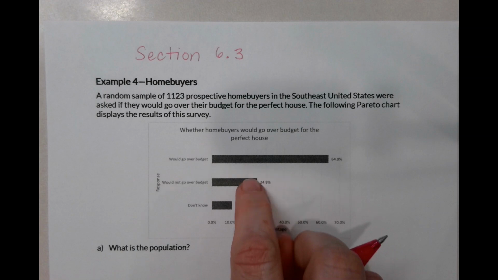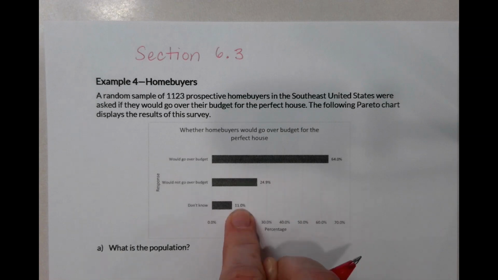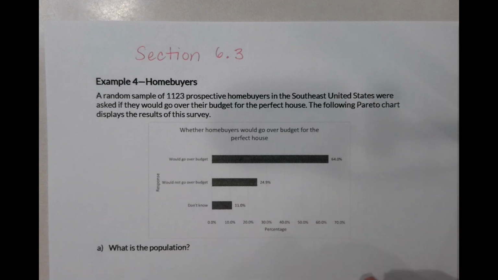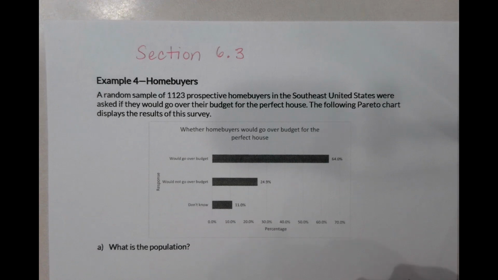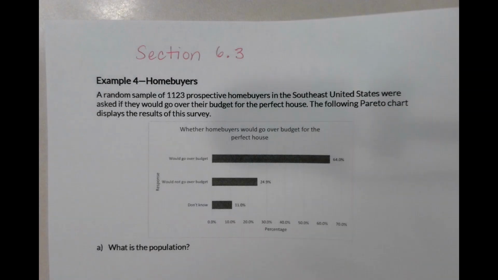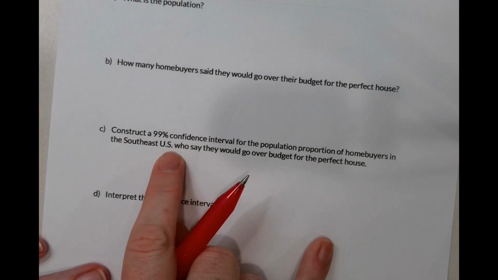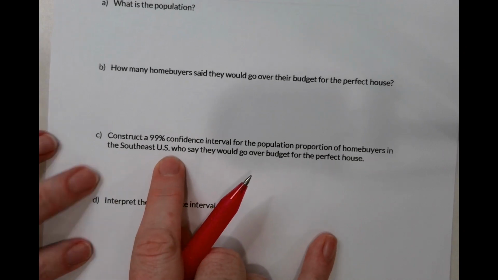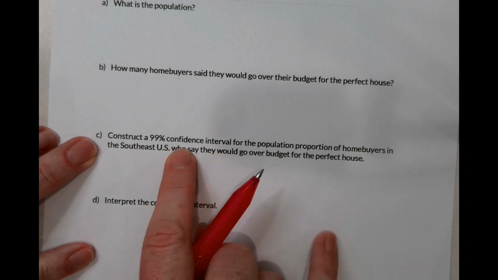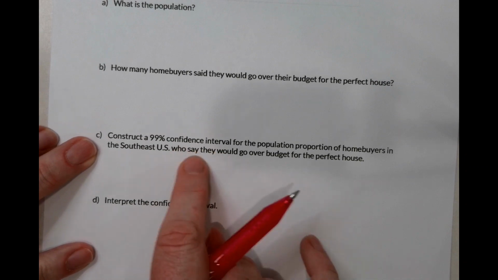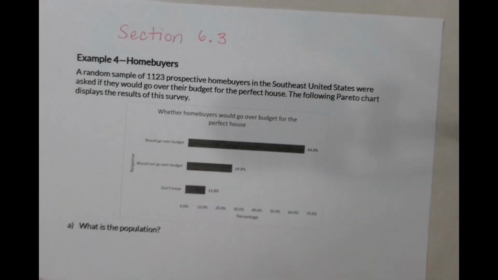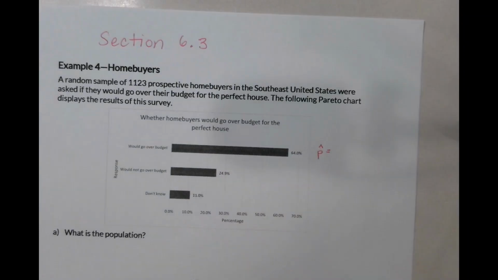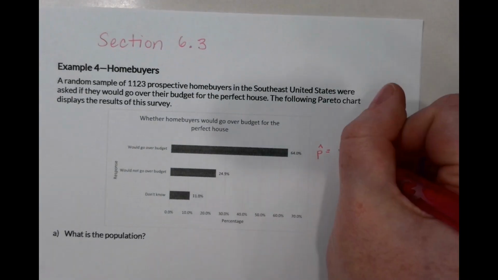And remember that when we're dealing with proportions, specifically confidence intervals for proportions, and anytime we were dealing with the binomial setting, we had to only have 2 outcomes. And so right now we have 3, but later when we get to part C, we're specifically asked to construct a confidence interval for those who say they would go over their budget. That then becomes our sample proportion. So p hat, and I'm going to go ahead and write it as a decimal instead of a percentage.